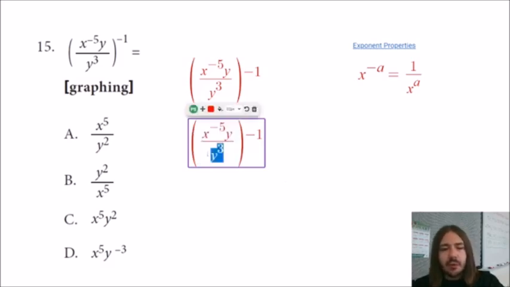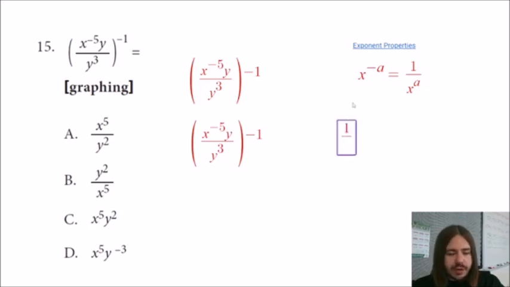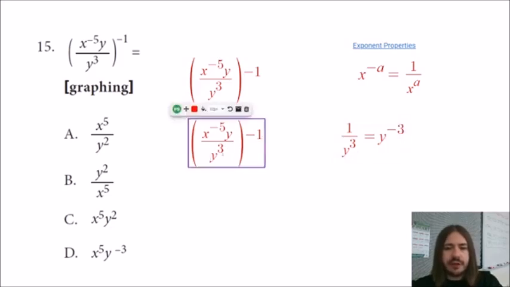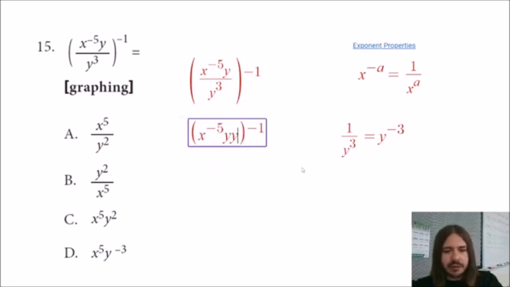So this y cubed is really like 1 over y cubed, okay? Y cubed's in the denominator. And so if I use this exponent property, that means I can rewrite this as y to the negative third. So what I'm going to do is rewrite this, and instead of having this divided by y cubed, I'm going to multiply by y to the negative 3.